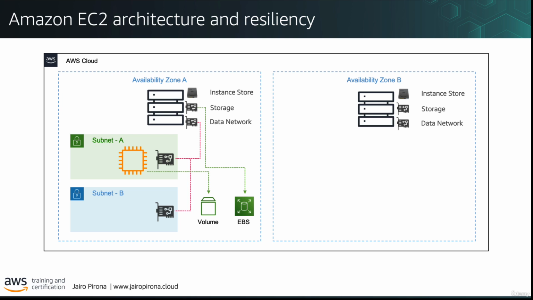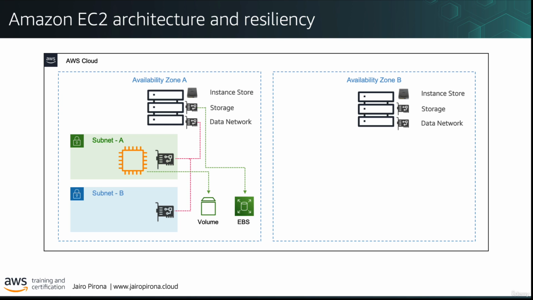The host is in an availability zone. The network is per availability zone. Persistent storage is per availability zone. If an availability zone in AWS experiences major issues, it will affect all of those things.